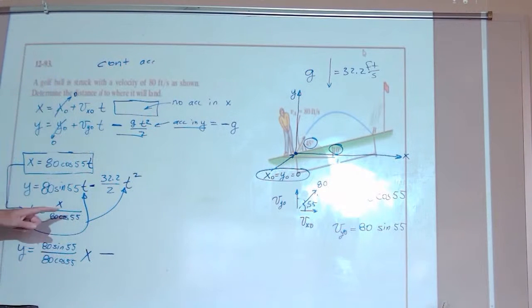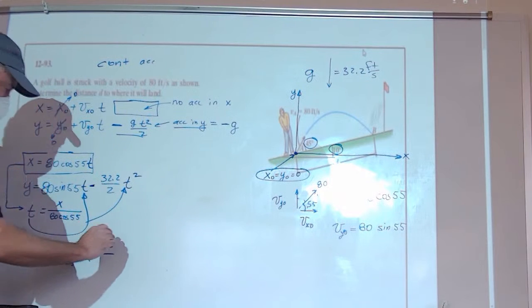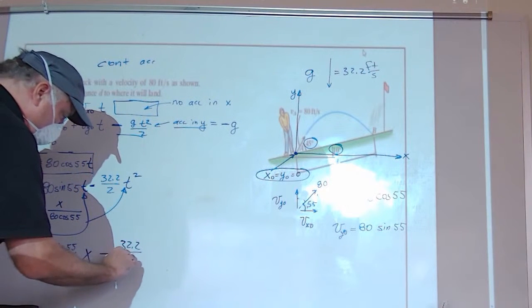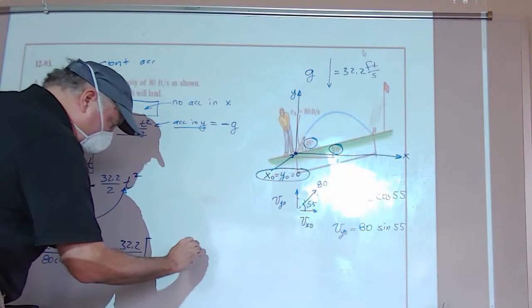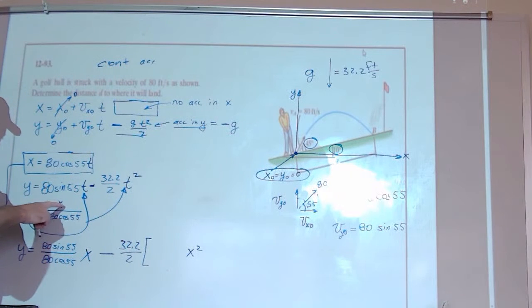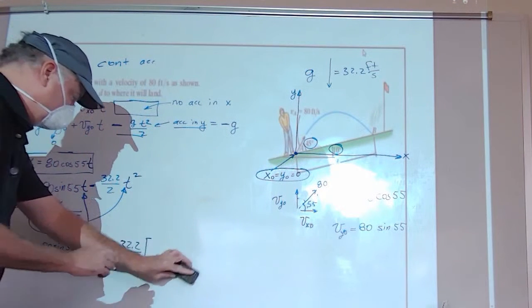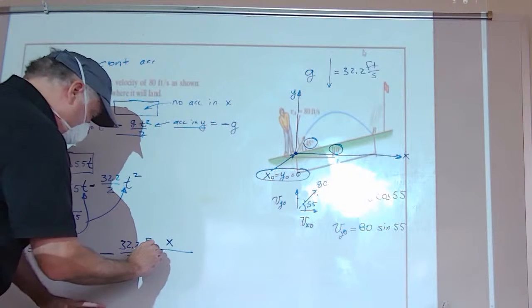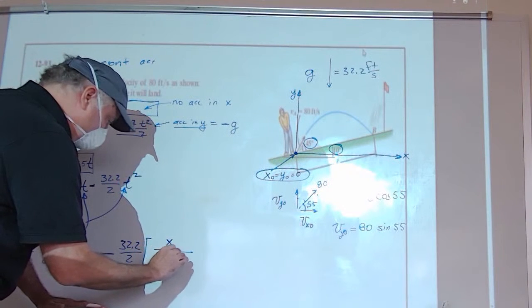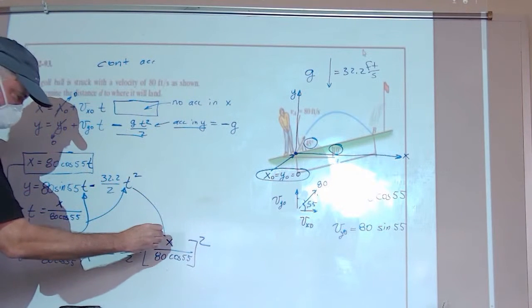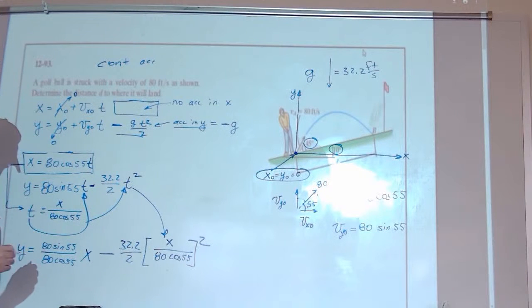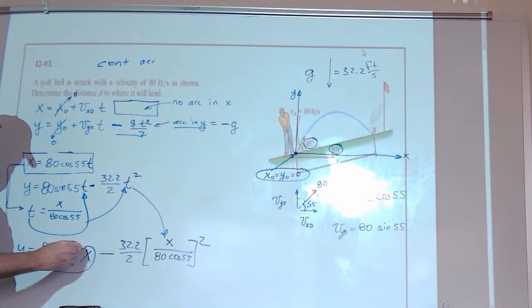And now I'm sticking this t over in here. And got an x here. And then I got, that'll be squared. But also, I'll tell you what, let's do it this way. X over 80 cosine 55 squared. That's the t. And unfortunately for myself, that's the t as well. X over that.